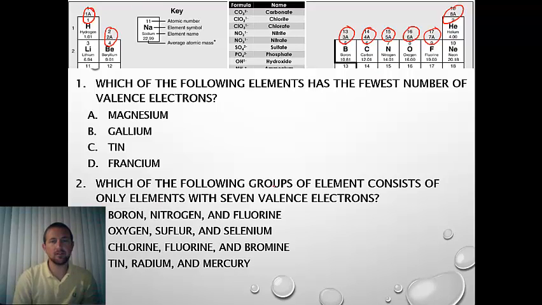Question number 2, which of the following groups of elements consists of only elements with 7 valence electrons? Well, group 1A has 1 valence electron, group 3A has 3 valence electrons, group 5A has 5 valence electrons, so group 7A would have how many valence electrons? Does every element in that section have 7 valence electrons? This one, or this one? Make your choice.